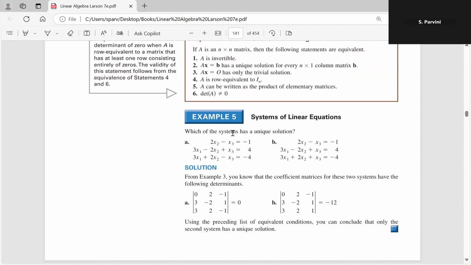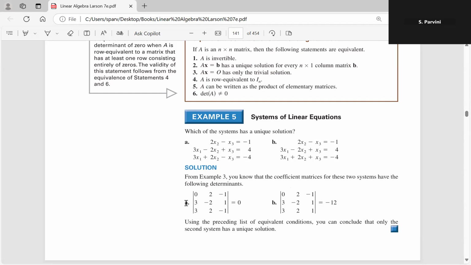If you look at example 5 on the screen, part B, the 3 by 3 linear system, its determinant is negative 12. So this determinant is not 0. Well, what does that mean? This is not a homogeneous system, right? To the right, I don't have zeros. So that means item number 2: this system has a unique solution for column matrix B, so for the x1, x2, and x3 variables. That is a good thing.